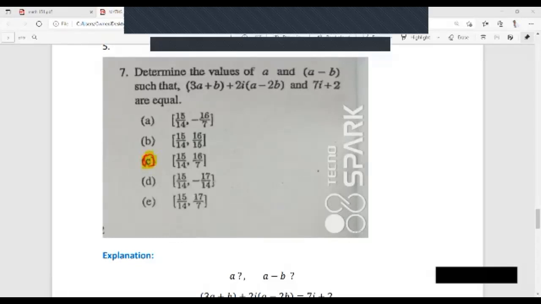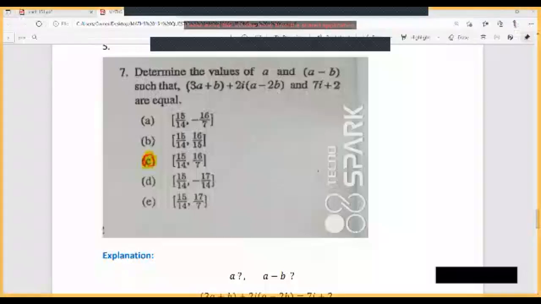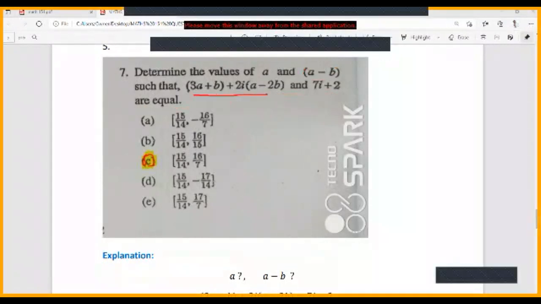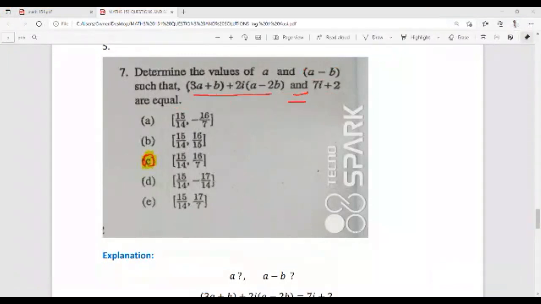So it's saying that we should determine the values of A and A minus B. So this is what we are going to look for. And it says that 3A plus B plus 2i and (A minus 2B) plus (7i plus 2) are equal. That is question 7. All he's saying is that the whole of this is equal to this. Do you understand the question now?